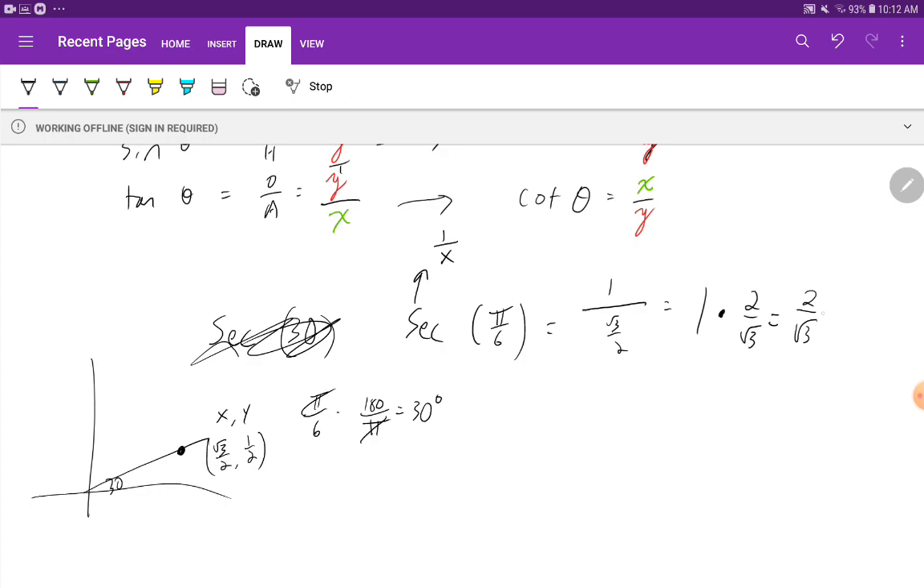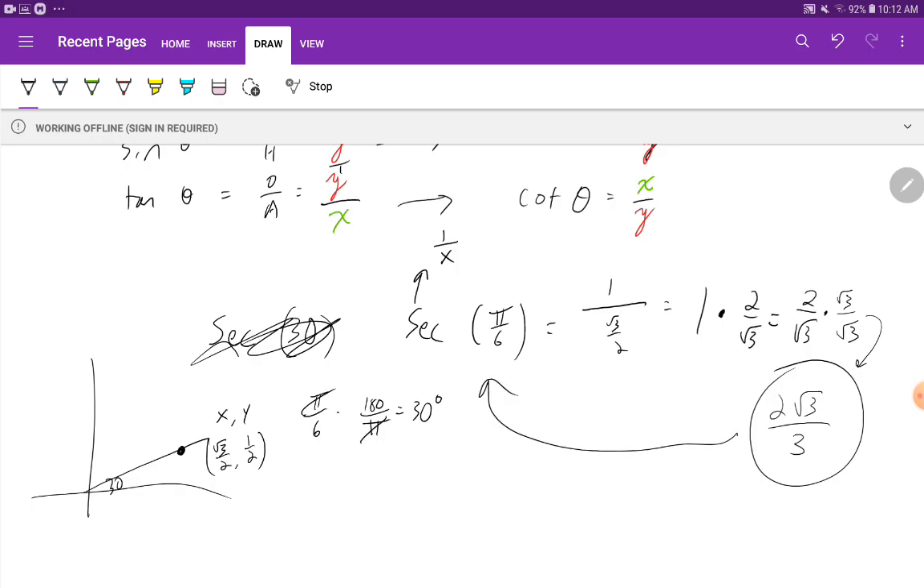But if I wanted to take this an extra step, because I know a lot of books use this, I'm going to rationalize the denominator, meaning I'm going to get rid of the square root in the denominator. We did do this, but I don't know if you guys remember. It becomes 2 root 3 over 3. And that is secant of pi over 6.